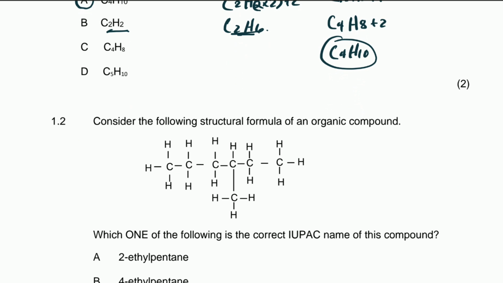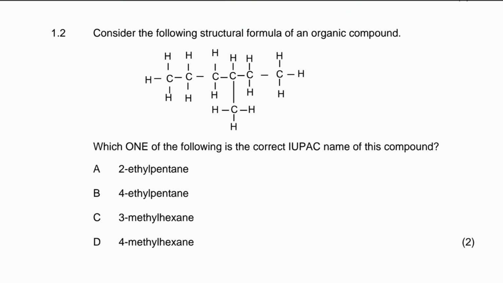Quite simple. The second one: consider the following structural formula of an organic compound. Which one of the following is the correct IUPAC name of the compound? They give you different options, but we're going to write the name, and then it will match with one of them. We're going to follow the steps. The first one is to find the homologous series. The homologous series in this case is an alkane, and therefore it will end in ane.